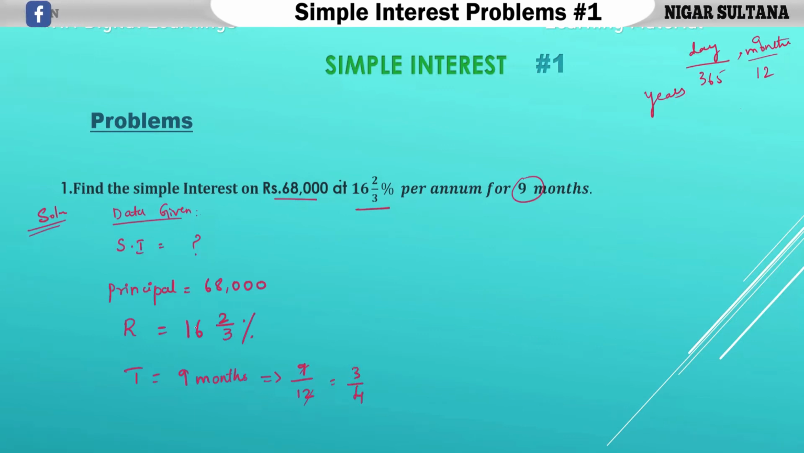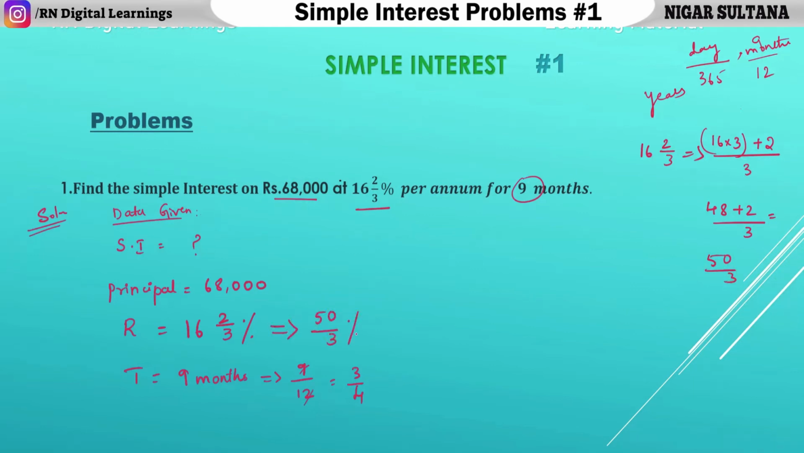Now this is in the form of a mixed fraction, right? We need to convert it into a simple fraction. 16 2 by 3 can be written as 16 into 3 plus 2, divided by 3. So what is 16 into 3? It is 48, plus 2, divided by 3, which gives us 50 divided by 3. So this can be rewritten as 50 divided by 3%.